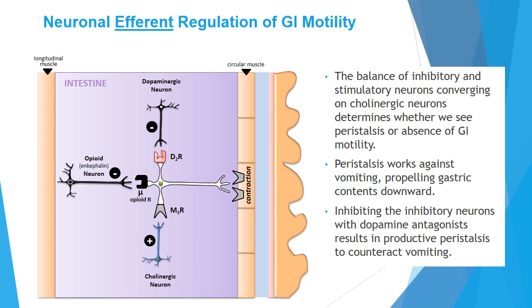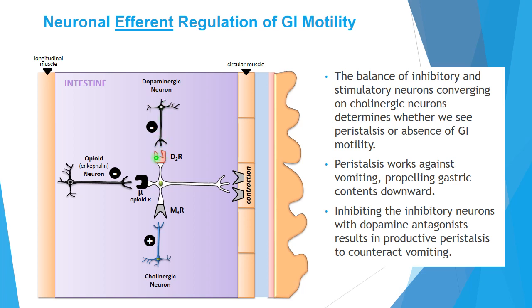Now remember, this terminal cholinergic neuron would stimulate the circular muscle to contract, and that would help peristalsis. So if the dopaminergic neuron releases dopamine, that released dopamine would actually slow this down. That would stop this. So what that means is, if the D2 receptor is activated, we have lack of intestinal motility, and that can actually result in more vomiting. So the opposite holds true, and what this is called is prokinesis.